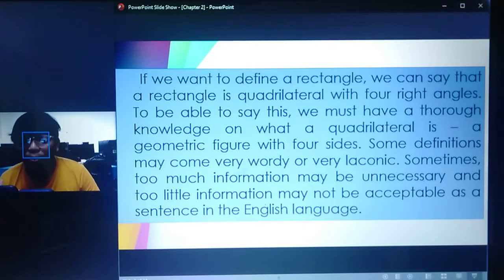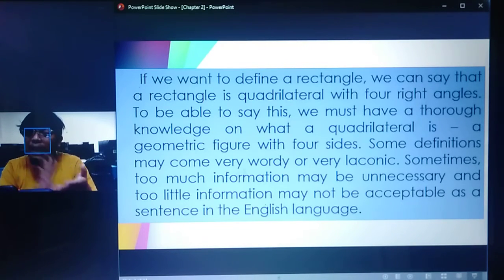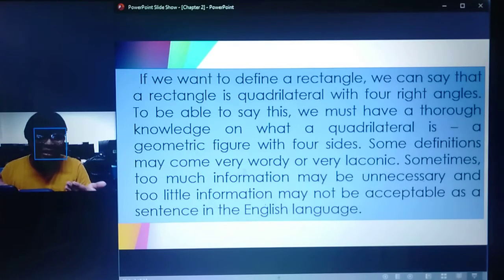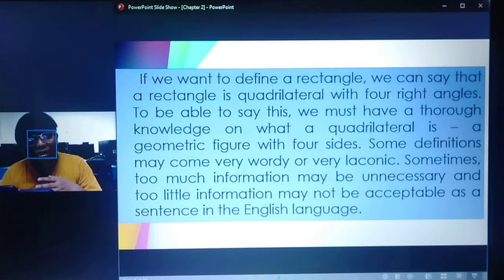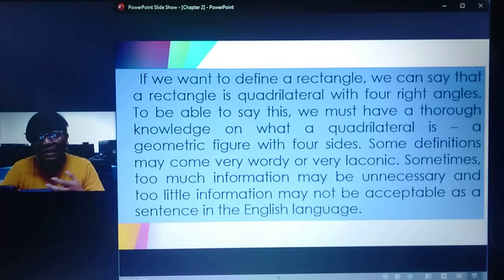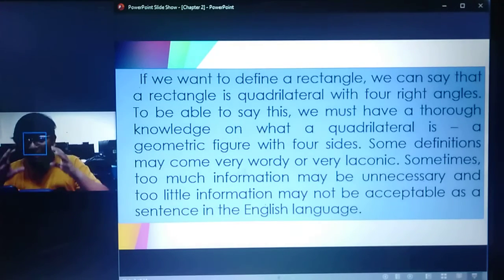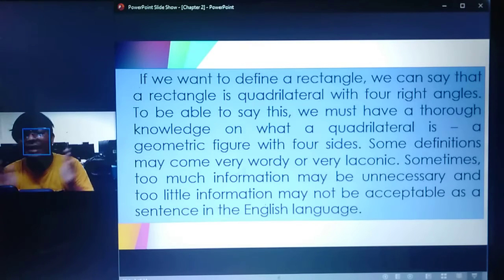Quadrilateral is a geometric figure with 4 sides. Yun lang yun. Quadrilateral. Okay? Ang quadrilateral is quad is 4, at lateral is sides. Magkaiba ang quadrilateral sa kapag may makikita kayong angular, di ba? Hindi naman kasi siya quadriangular, hindi po. Okay. Magkaiba ang lateral at angular.